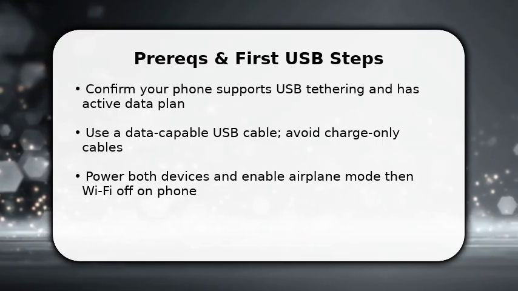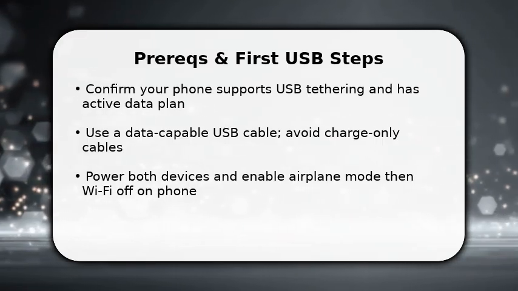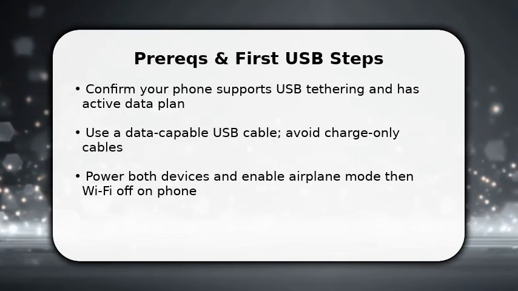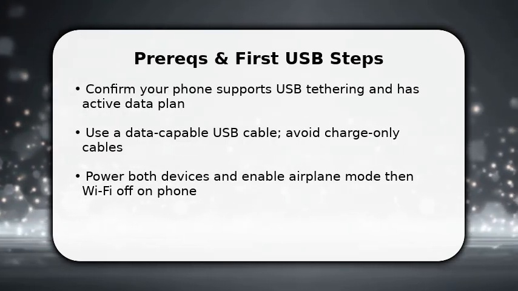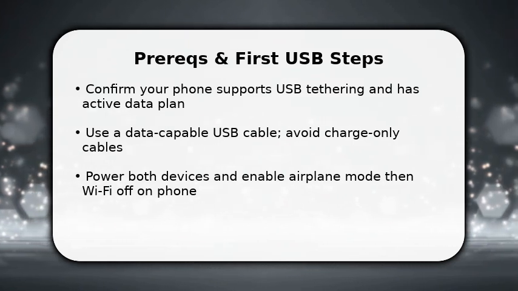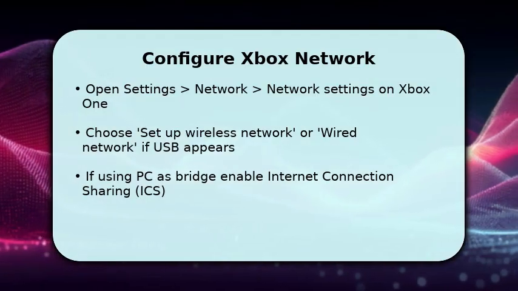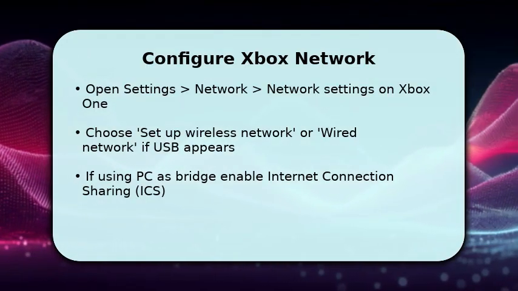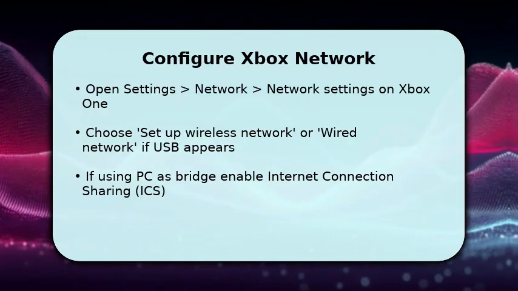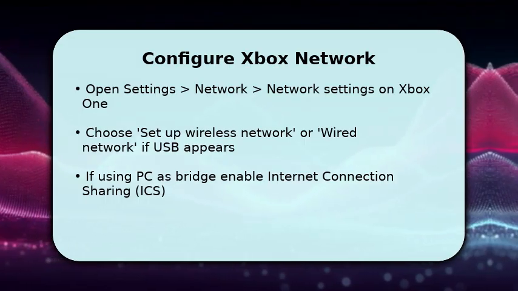Once connected, enable USB tethering in your phone's network settings so the phone routes mobile data over USB. Make sure the phone stays unlocked and screen on while the link initializes. Now you configure the Xbox network so it accepts the tethered connection. Go to Settings, then Network Settings. Look for a new wired network if the phone exposes Ethernet over USB.